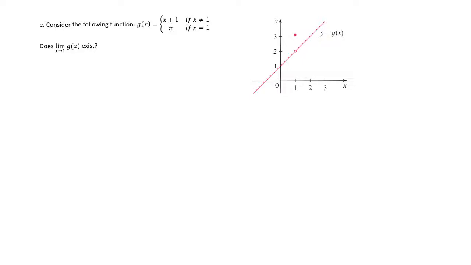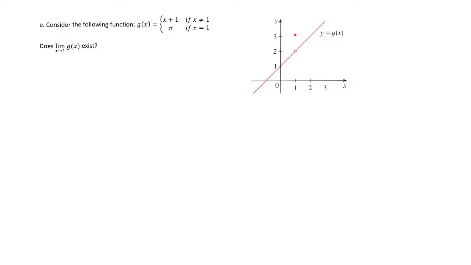The question is asking, does the limit as x approaches 1 of g of x exist? Yes or no? So then we have to remember, and we already went over this quite a bit, that the function doesn't have to be defined at 1 and the limit can still exist. And in this case, actually, the function is defined at 1. When x is equal to 1, the y value is pi, meaning that the y value is not on the line, it is a little bit above the line.